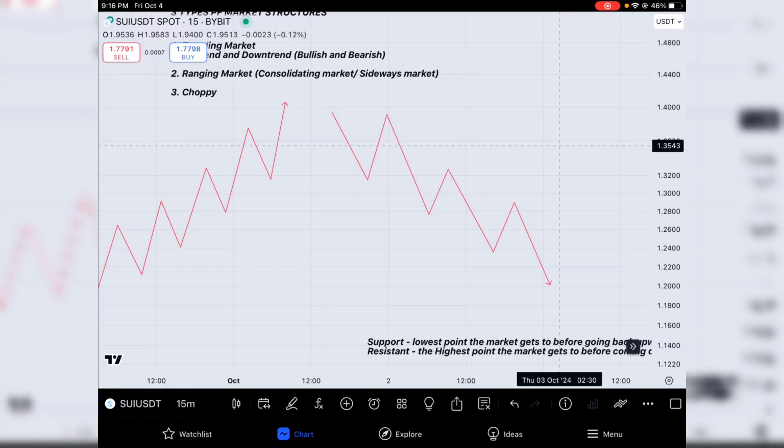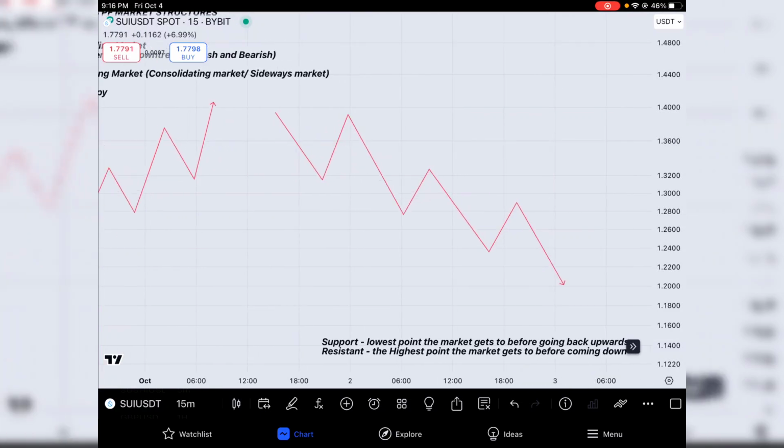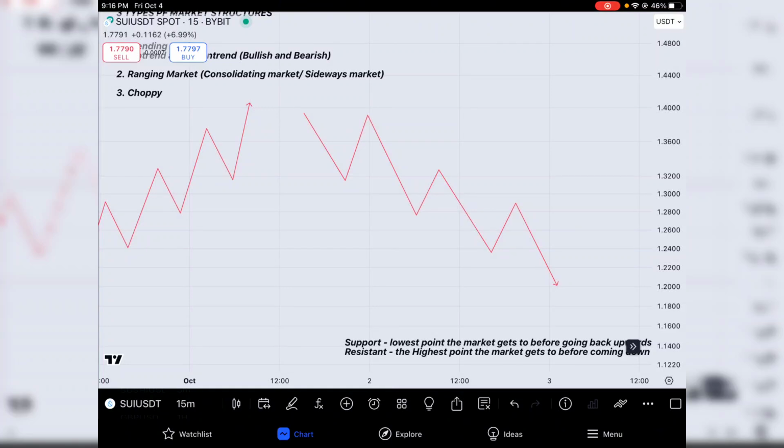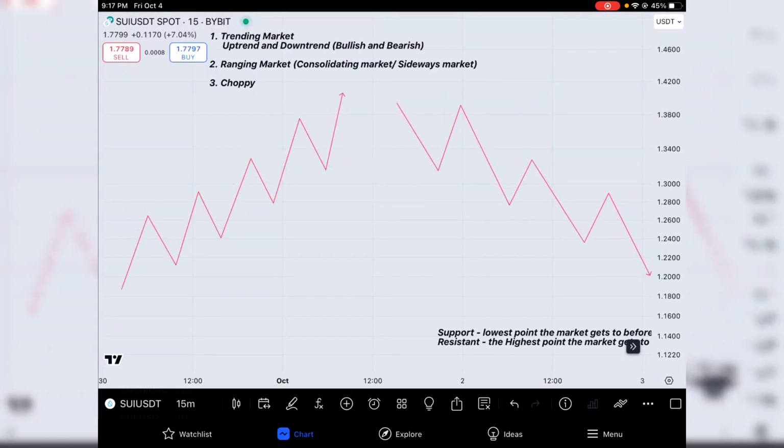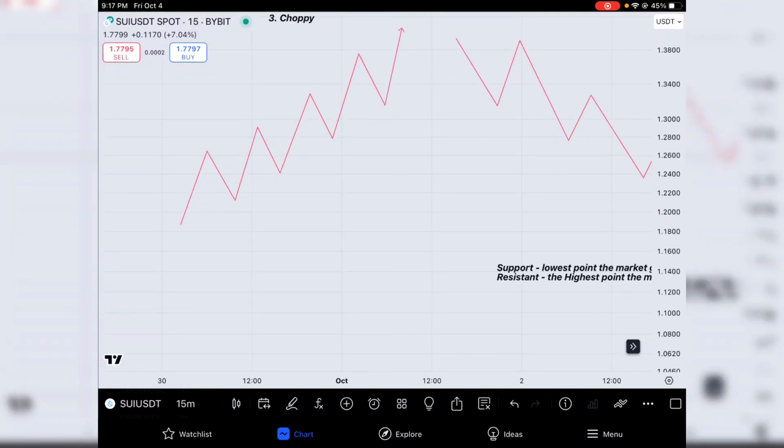market, meaning that the sellers are more powerful in this market. That is what makes it a downtrend, a bearish market. So that's why it's a trending market. So you can see that they are both involved in the market, but they are putting the market either to the upward direction or to the downward direction.